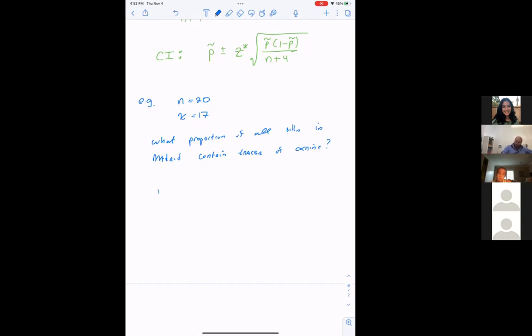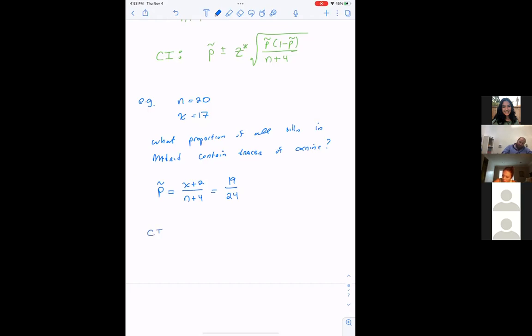So what is P twiddle as a fraction first? It's X plus 2 divided by N plus 4. And what is X? 17. So what's the numerator going to be? 19. And what's the denominator going to be? 24. So my P twiddle is 19 over 24.